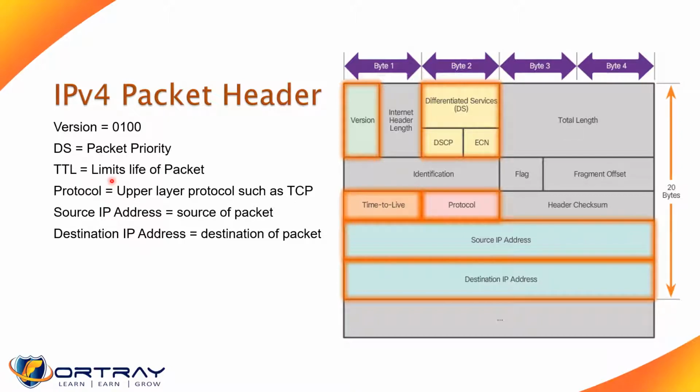The total is 20 bytes, which means 160 bits. Then you can see the 32-bit words of the IP header. The protocol field shows the upper layer protocol like TCP, then source IP and destination IP. So these are very important fields.